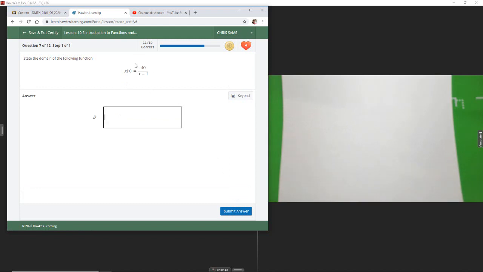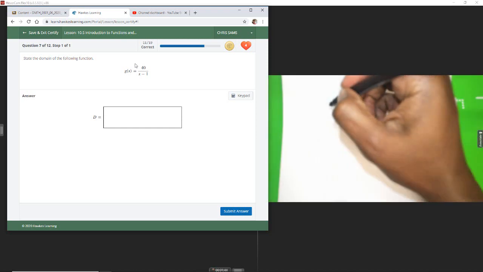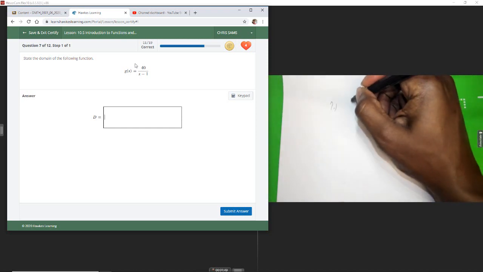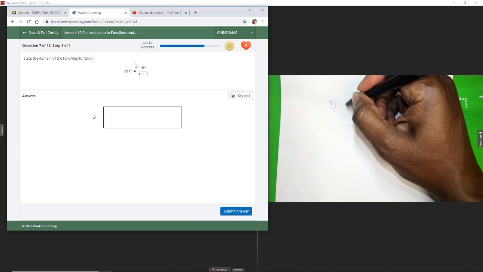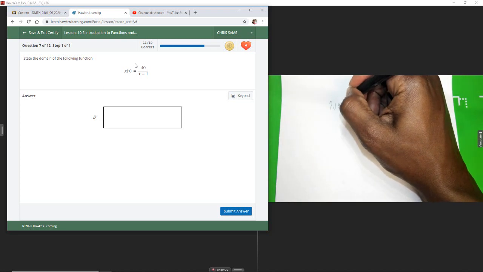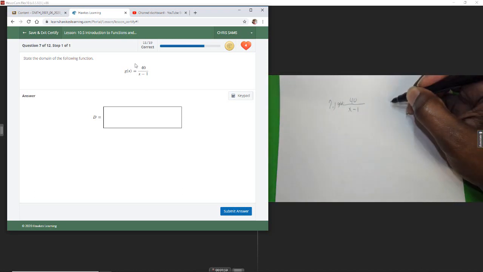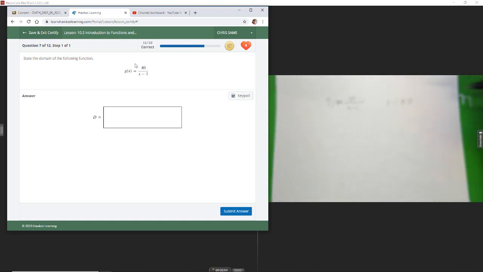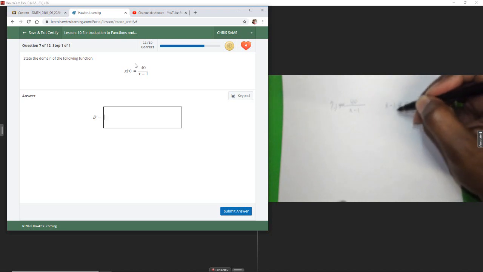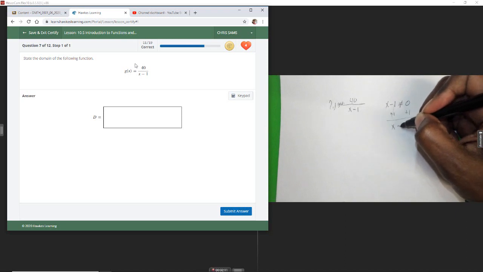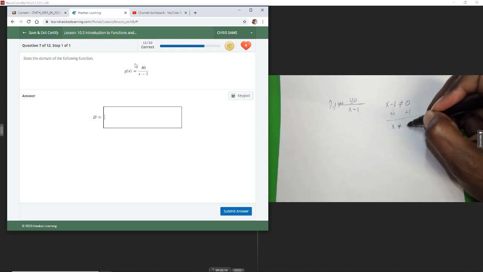And then we're going to do the domain for this function. So when you have these fractions or rational expressions, you must be mindful that the denominator cannot equal 0. So I take just the bottom and say it cannot be equal to 0, and solve and find out what makes that 0. So you add 1 to both sides, and you get x cannot equal 1.